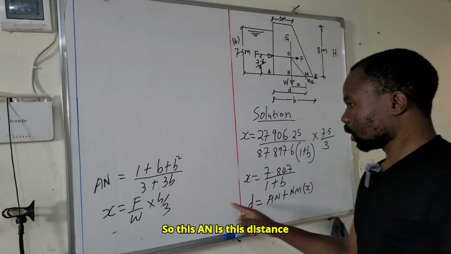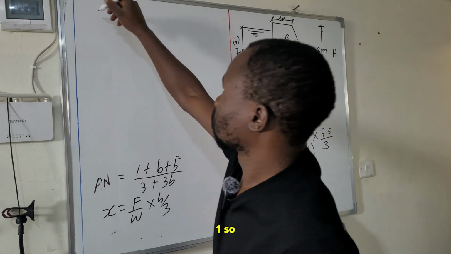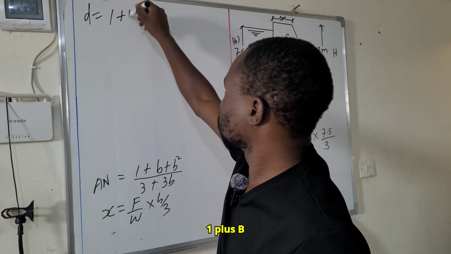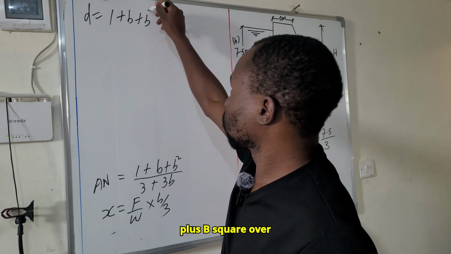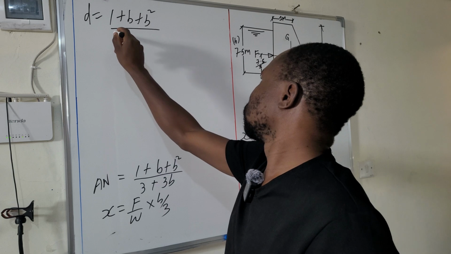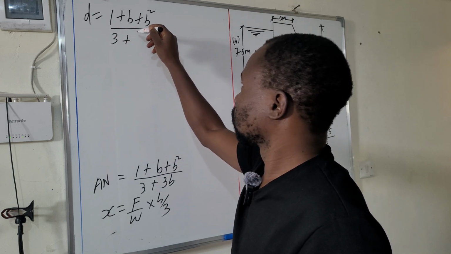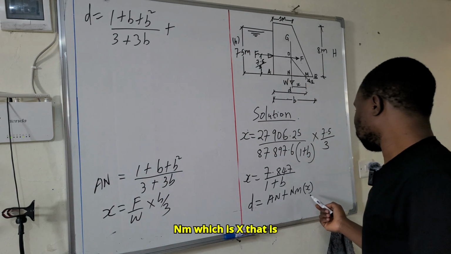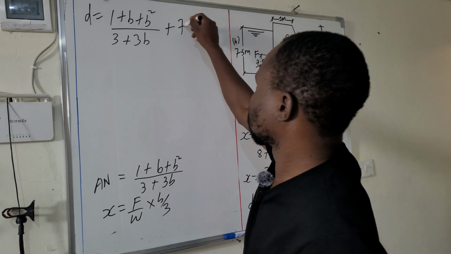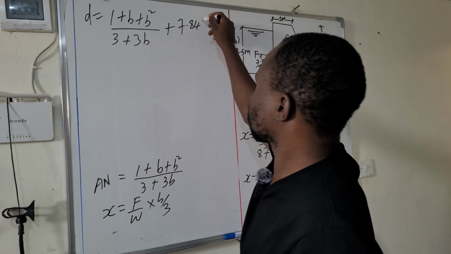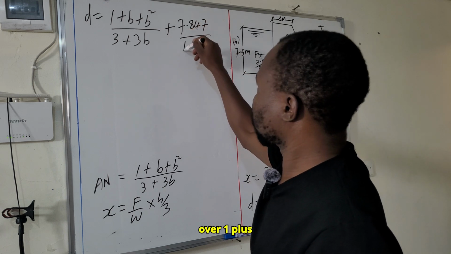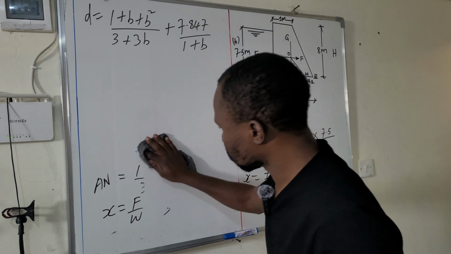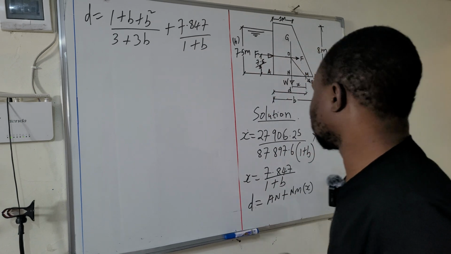So this is distance 1. So we are looking for d. So it's (1 plus b) square over (3 plus 3b), then plus nm, which is x, that is 7.847 over (1 plus b). So that is our distance d. So let's proceed.